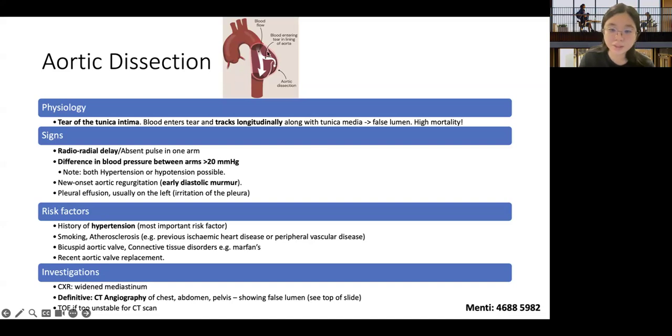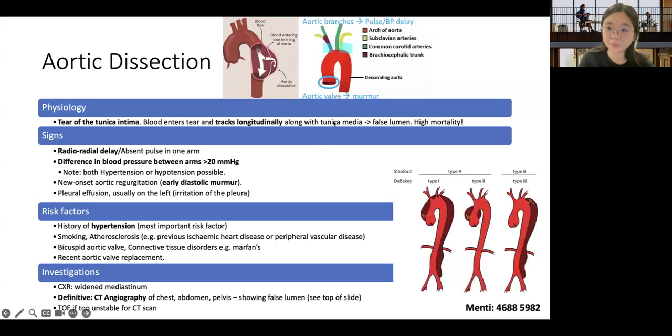And because of this, it can cause problems in the chest when it becomes bigger, and also obstruct blood flow from the aorta into other organs. This tear can also keep becoming bigger and bigger and move down the aorta. So this is just to demonstrate how it can become bigger. It tracks down the length of it and can potentially go all the way down.